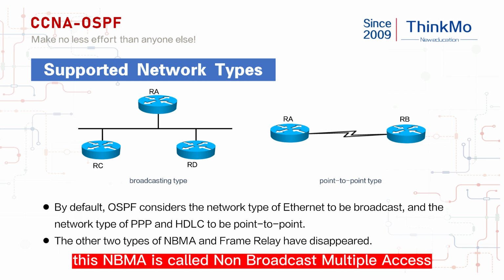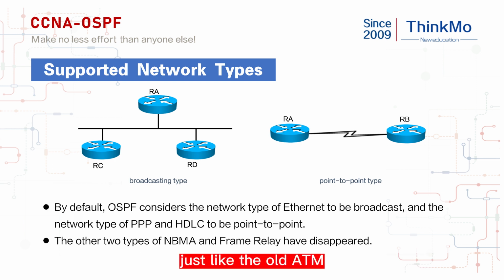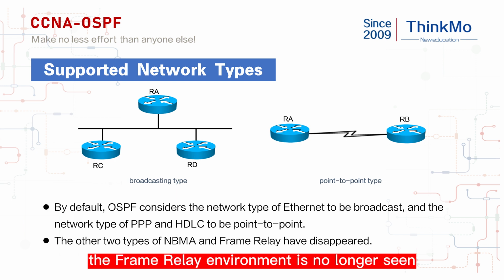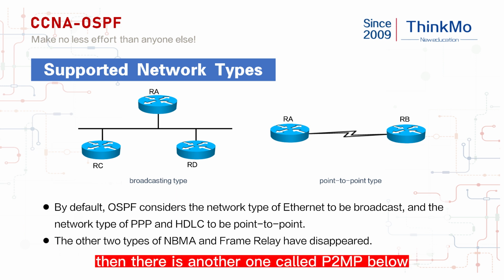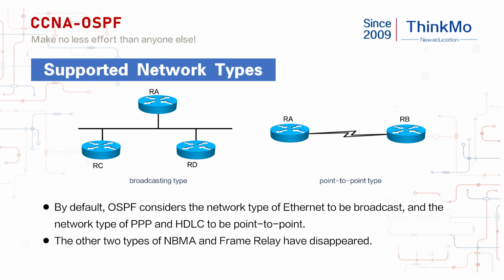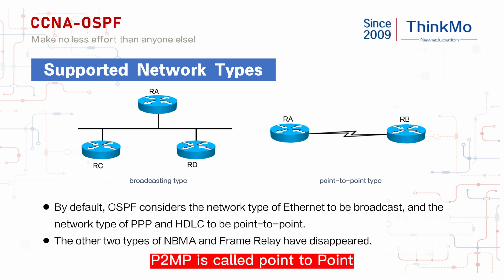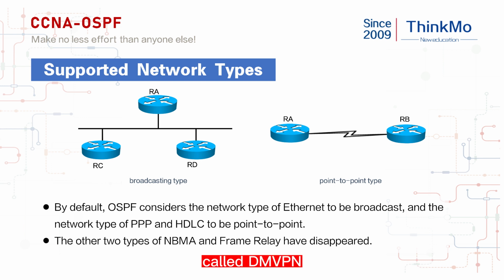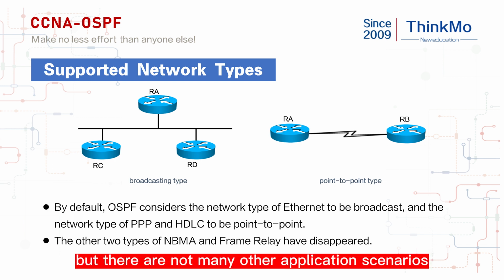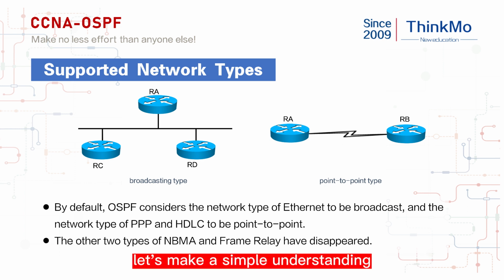NBMA is called non-broadcast multiple access, just like the old ATM and frame relay environments, which are no longer seen. Then there is another one called P2MP. P2P is point-to-point, and P2MP is point-to-multipoint. You will learn something in the IE stage in the future called DMVPN, but there are not many other application scenarios. Let's make a simple understanding.